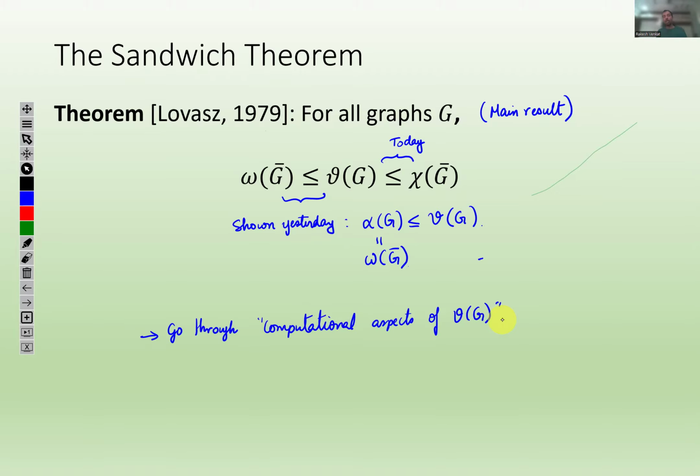What we said yesterday in the beginning is that given a graph G, even computing the independent set size is believed to be hard. That is, you cannot expect a computer to compute the independent set size. But what we'll see today eventually is that computing the theta function of a graph, a computer can do efficiently.